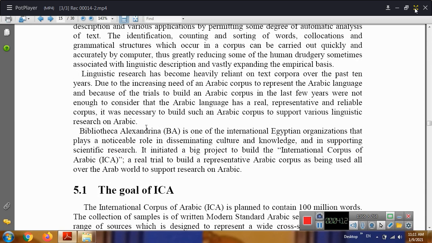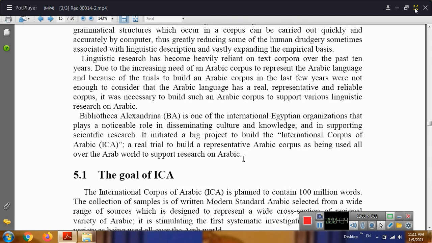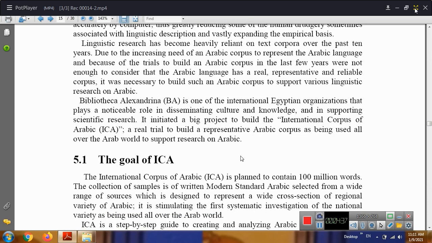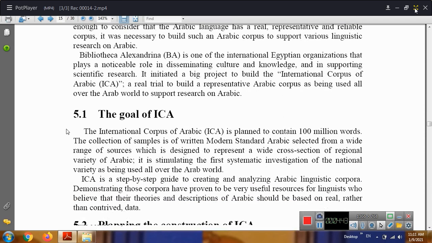Bibliotheca Alexandrina, or BA, is one of the international Egyptian organizations that plays a noticeable role in disseminating culture and knowledge, and in supporting scientific research. It initiated a big project to build an International Corpus of Arabic, a real trial to build a representative Arabic corpus to be used all over the Arab world to support research on Arabic.